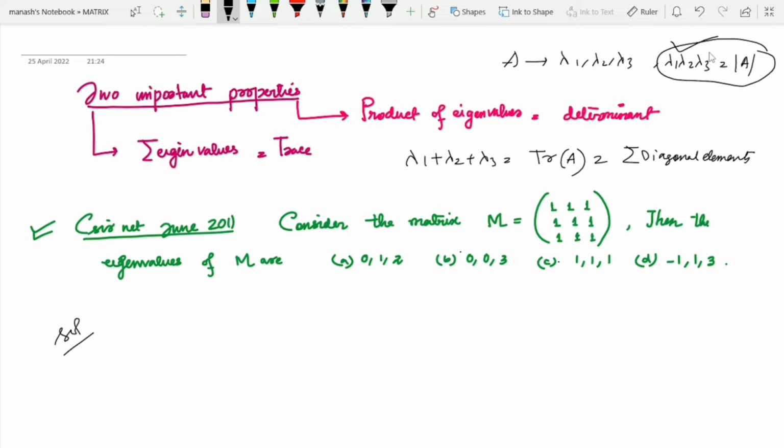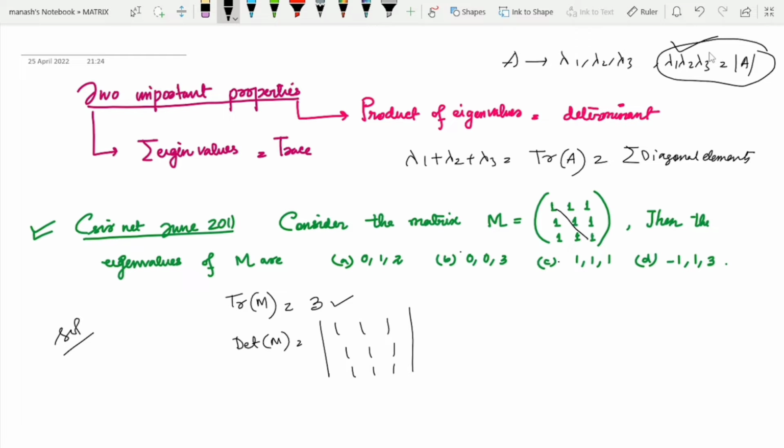These two properties, believe me, are very helpful to solve almost 80 to 85% of the problems that come from the eigenvalue part. One such problem is given below, that came in CSIR NET June 2011. Consider the matrix M, a square matrix 3 cross 3. Then the eigenvalues of M are. So use the first property, that is the trace of M. As you can see, the trace is the sum of the diagonal elements. It is 1 plus 1 plus 1. It is 3. Similarly, the determinant of M.